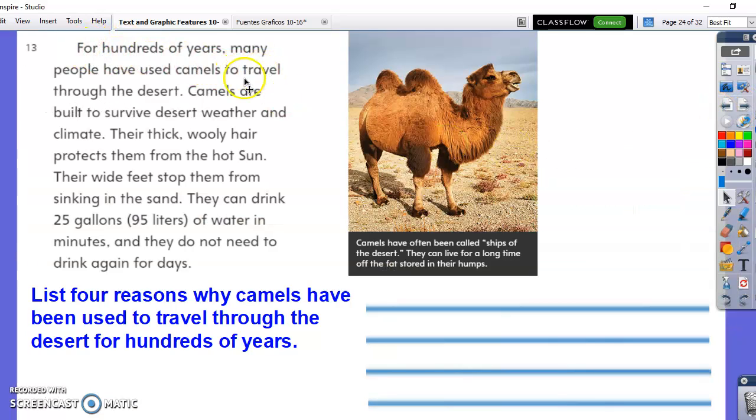For hundreds of years, many people have used camels to travel through the desert. Camels are built to survive desert weather and climate. Their thick, woolly hair protects them from the hot sun. Their wide feet stop them from sinking in the sand. They drink 25 gallons or 95 liters of water in minutes, and they do not need to drink again for days. And it says, list 4 reasons why camels have been used to travel through the desert for hundreds of years. Here's a 4th one in the caption.